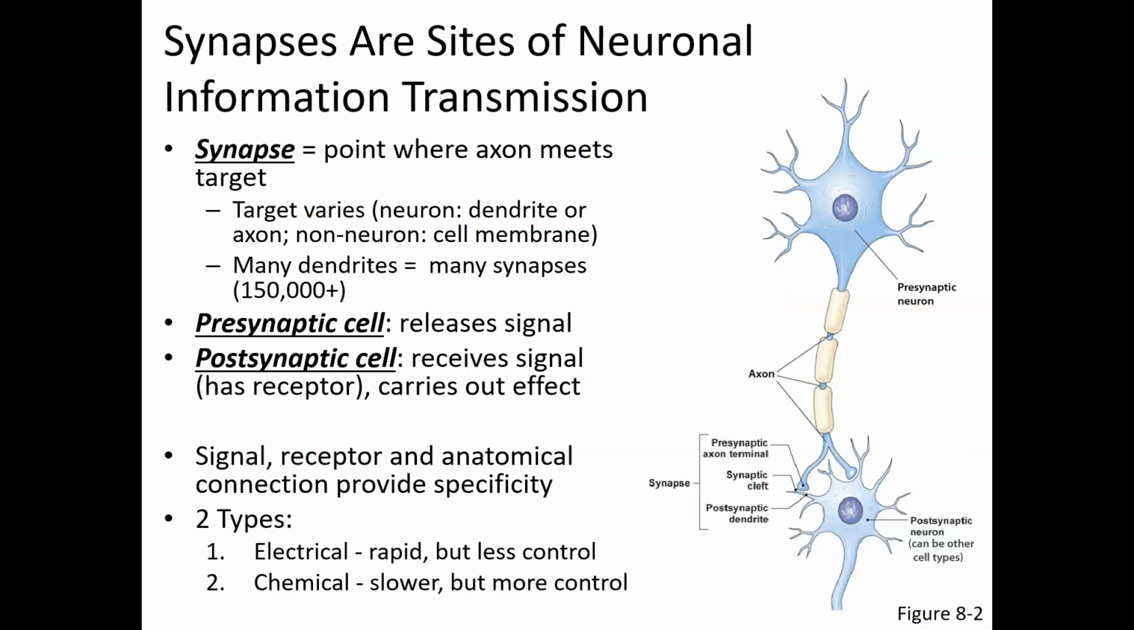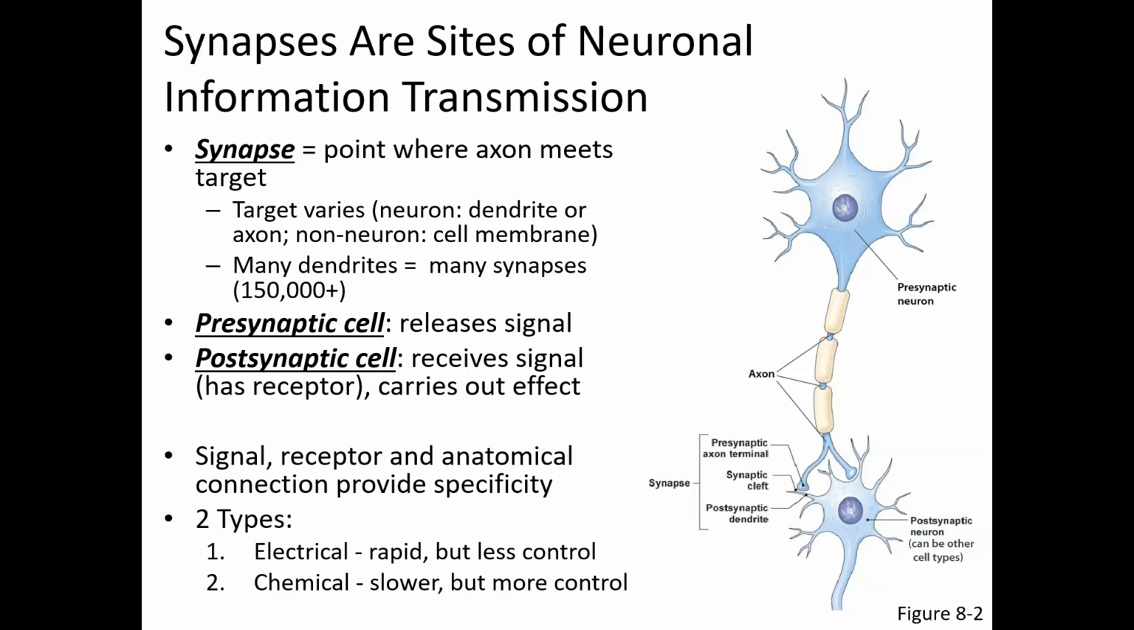Synapse literally means to connect. It's the point where an axon meets some sort of target. That target could vary. It depends on the synapse itself. It could go to another neuron, the dendrite, axon, or cell body. It could go to a non-neuron, such as a gland or muscle. So there's a lot of different places we could have. As mentioned previously, a presynaptic cell releases the signal, and the postsynaptic cell receives the signal. That generally has a receptor, which then carries out the effect.